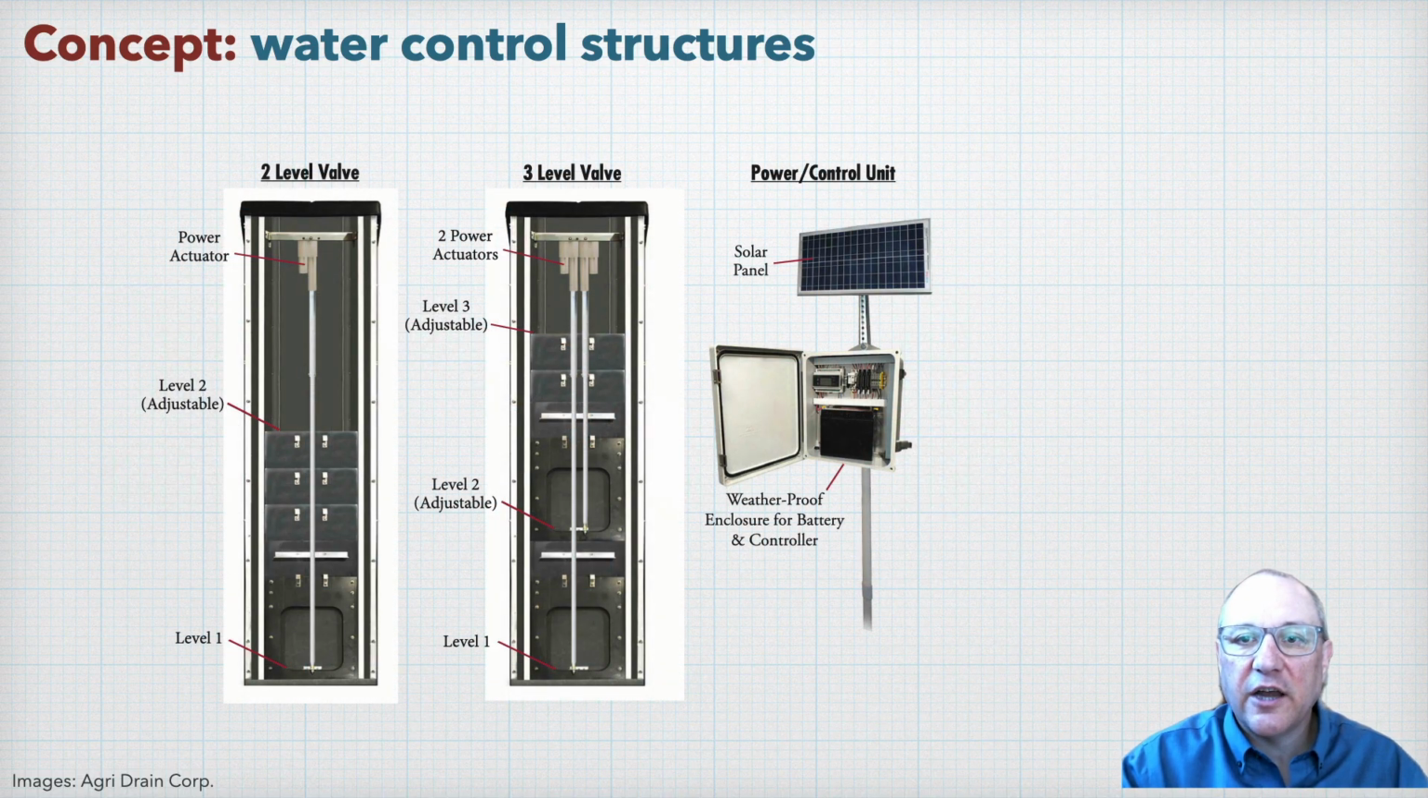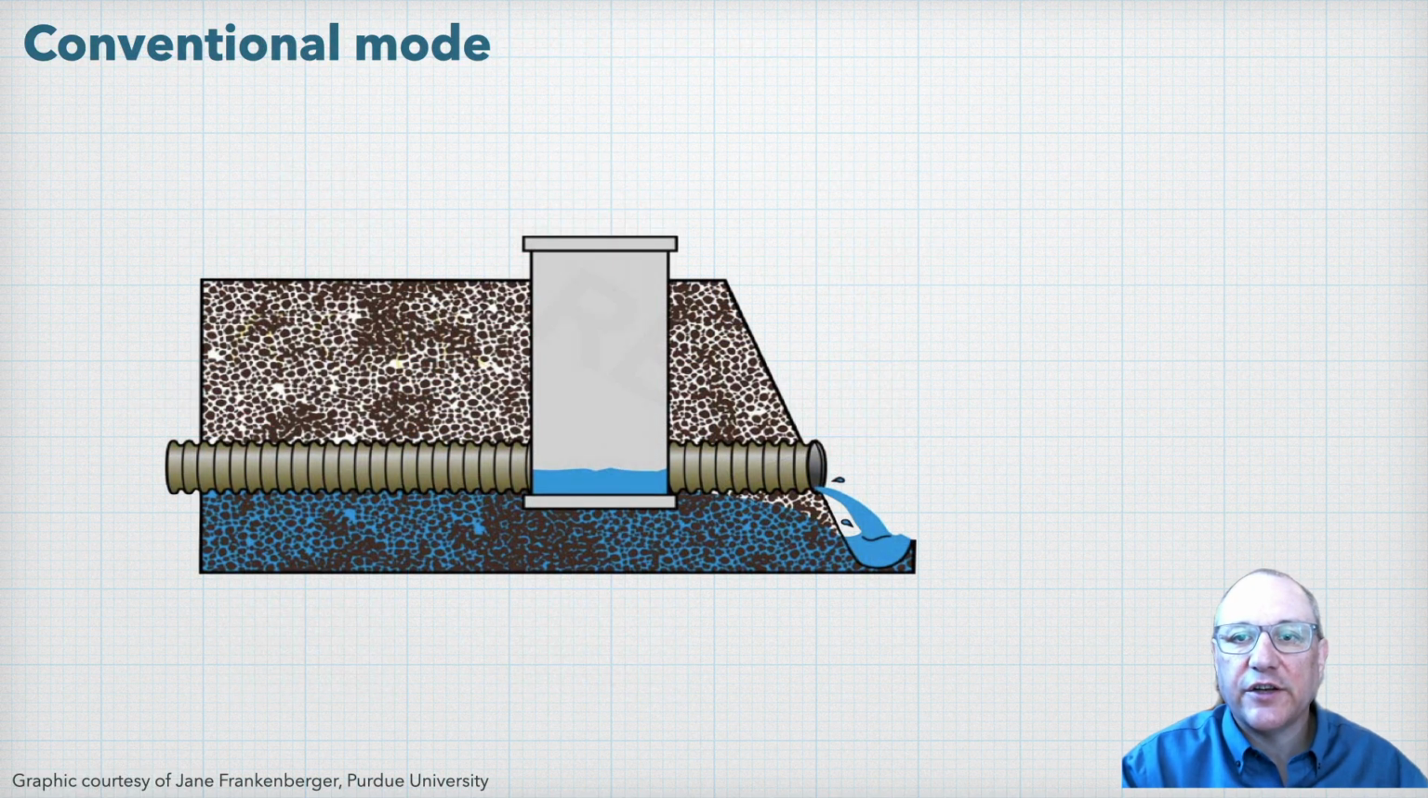More recently, automated control structures have become available that use programmable logic controllers and power actuators to open and close one or two fixed gate valves. In combination with manual stop logs, these provide 2 to 3 outlet levels, with the top level being adjustable. In conventional drainage mode, there is no restriction, so flow through the structure is unimpeded. The flow rate is controlled by the pipe downstream from the structure.